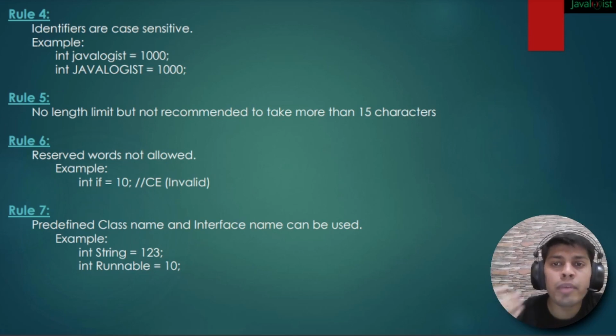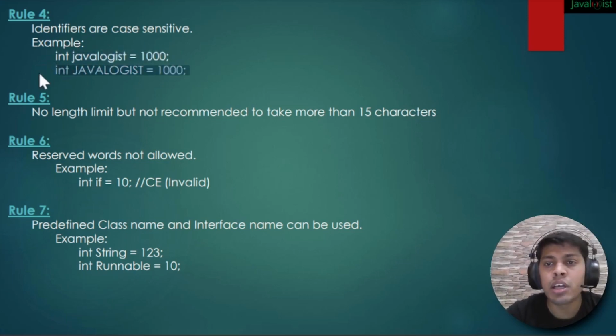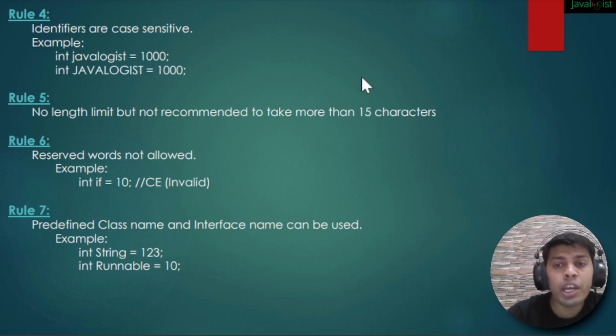So rule number 4, identifiers are case sensitive. For example, this Javalogist and this Javalogist would refer to different variables, and changing the case of identifiers can affect the behavior of the code. Talking about rule number 5, there is no length limit for Java identifiers, but it is not recommended to use more than 15 characters.